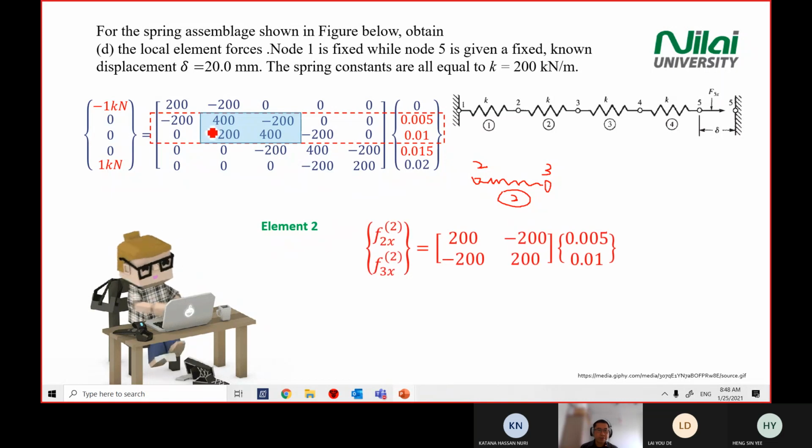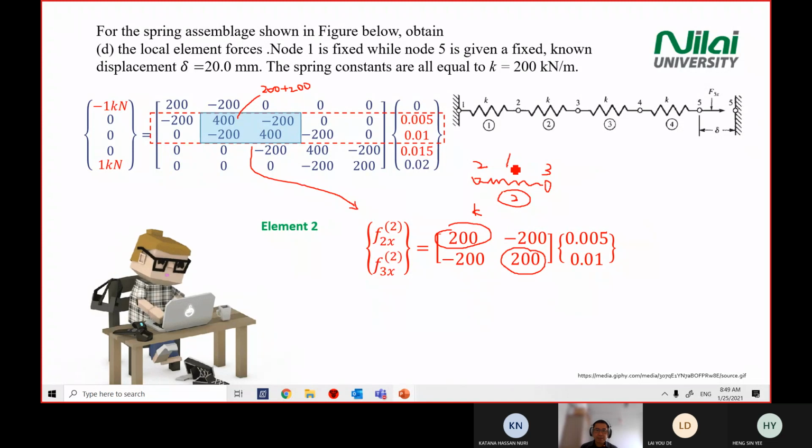Of course, you have to be careful. The value 400 here is a combination of two matrices. So when you copy into element 2, be careful. This value is not 400, it's 200, because the K value for element 2 is 200, not 400. You see 400 here because it's overlapping, because we did the superposition just now.